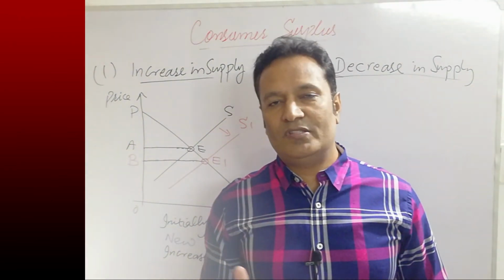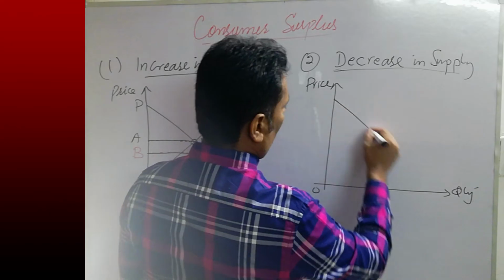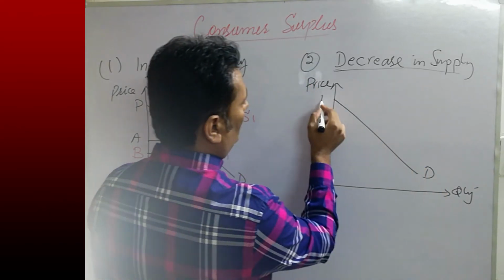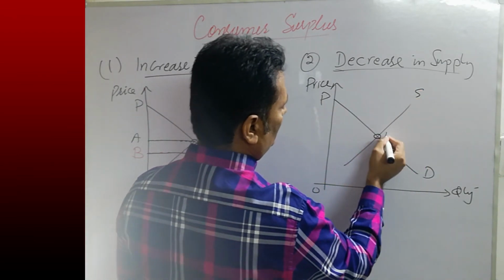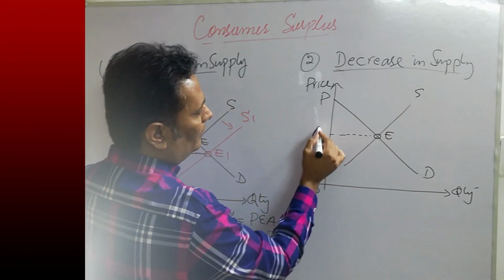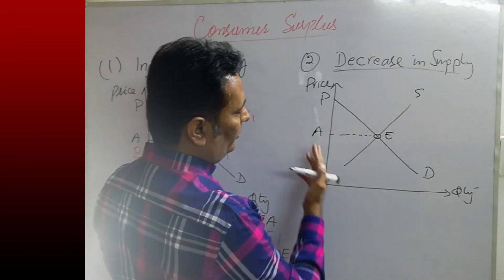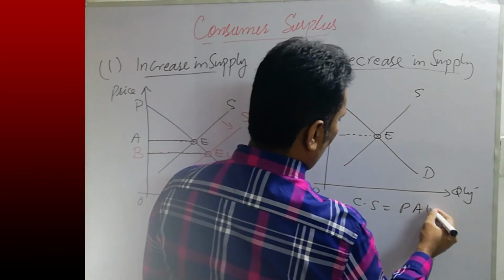Now coming to the decrease in supply. If there is a decrease in supply, how will consumer surplus change? Let's have a look at this graph. This is the demand curve. P is the price the consumer is willing to pay, but in the market, price is set at equilibrium where demand and supply meet each other. For example, initially equilibrium price is A, so consumer surplus is equal to PAA.